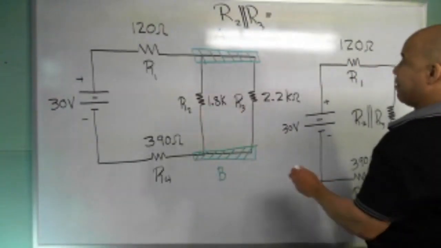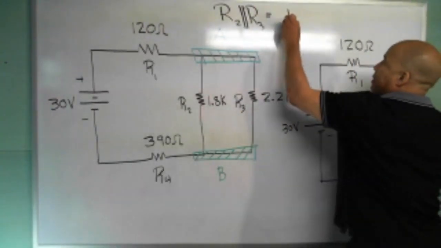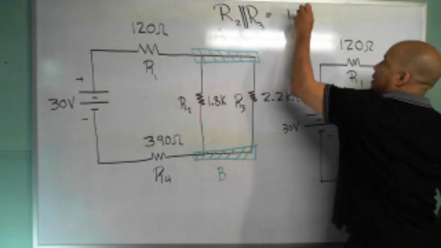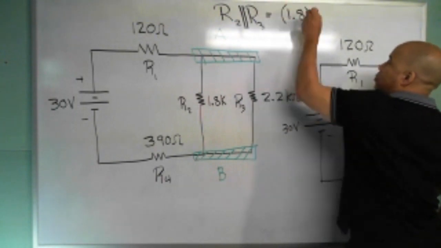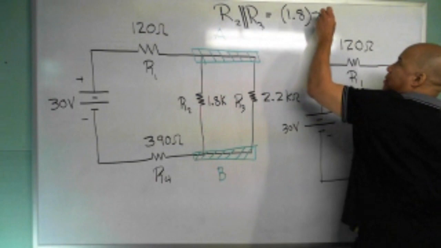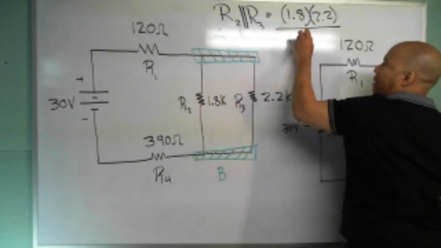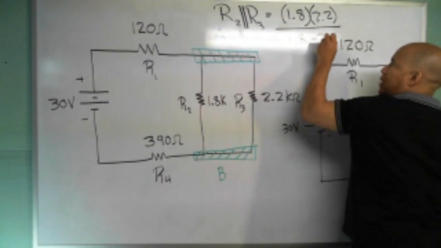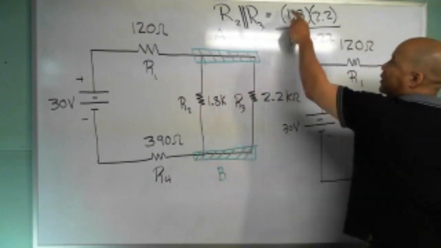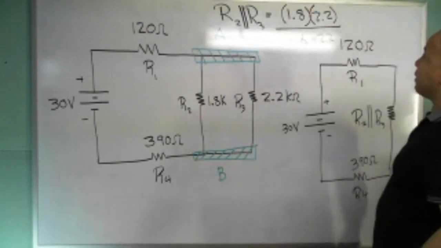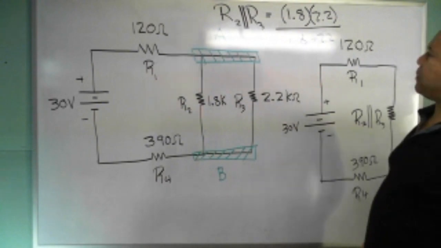So I have 1.8 times 2.2 over 1.8 plus 2.2. Notice that these are in K, so I just left them in K, and my answer will be in K.